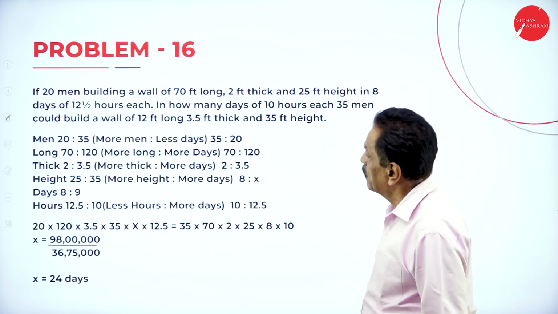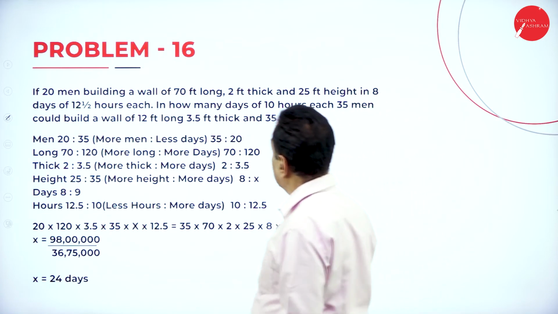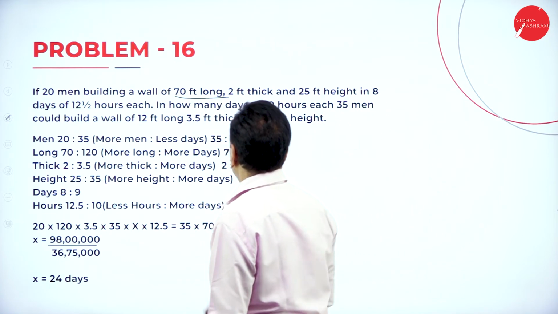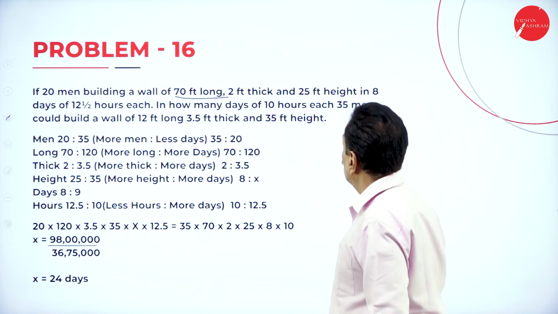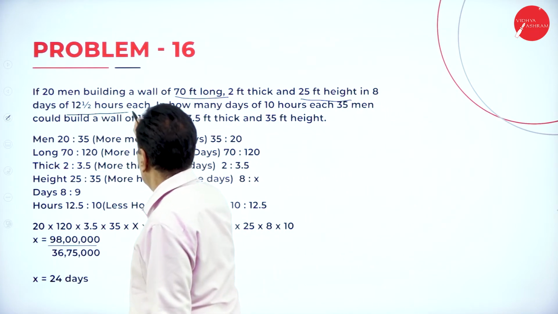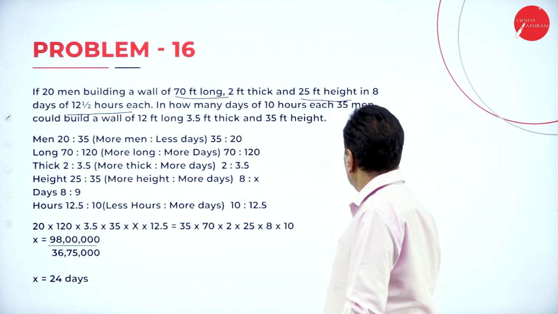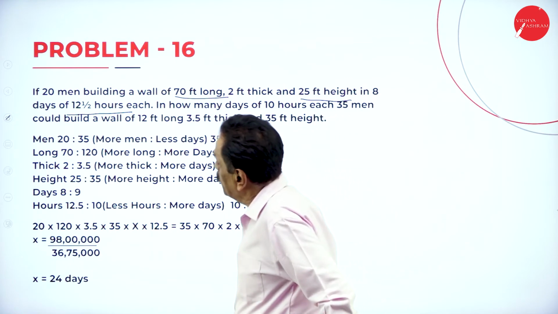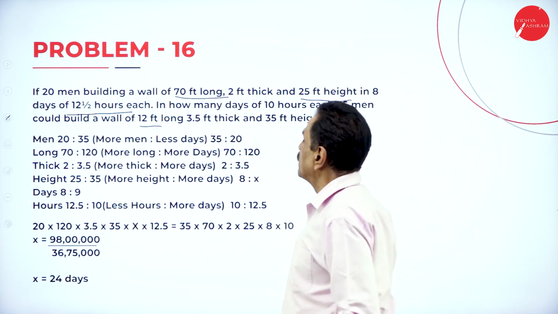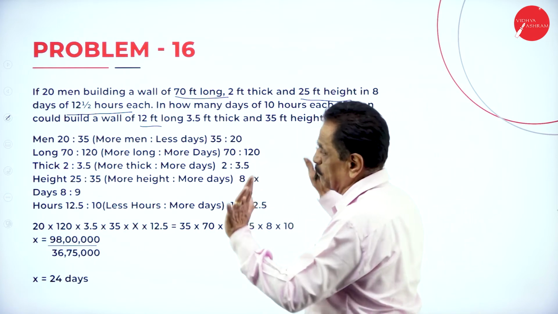Now, if 20 men build a wall of 70 feet long, 2 feet thick, 25 feet height, 8 days of 12.5 hours each, in how many days of 10 hours each, 35 men could build a wall of 12 feet long, 3.5 feet thick and 35 feet height. So this is a problem, no?